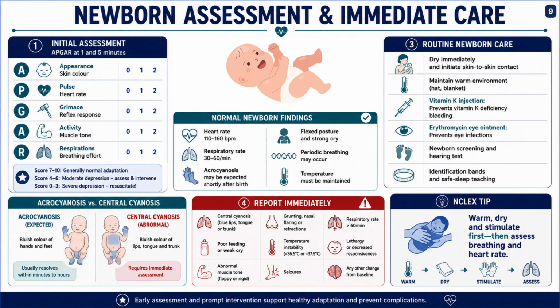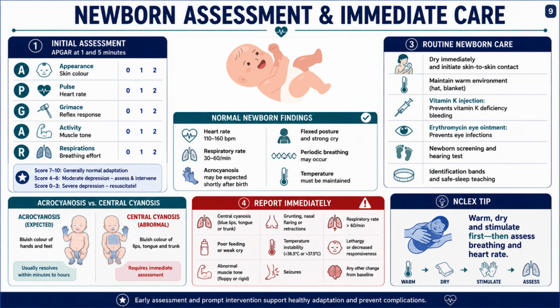Thermoregulation is another major priority because newborns lose heat quickly. Immediately after birth, the newborn should be dried, wet linens removed, and skin to skin contact initiated when the infant is stable. A hat and warm blanket may also be used. Cold stress increases oxygen and glucose consumption, so maintaining warmth supports both respiratory and metabolic activity and stability.